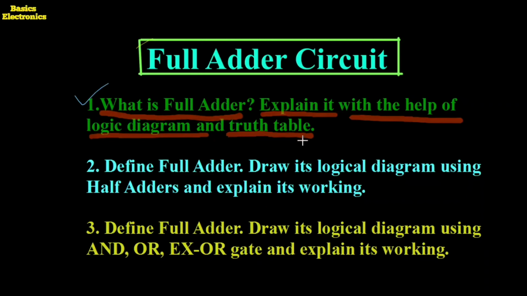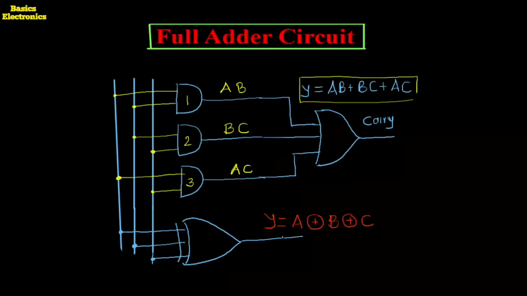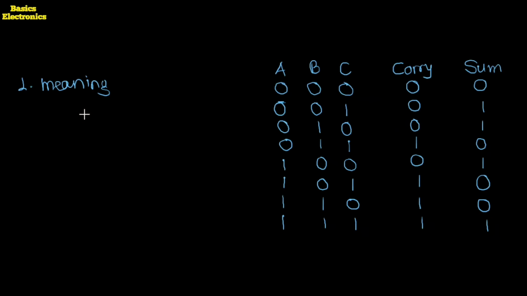Here you have to first write down the meaning of the full adder. Both the full adders, either type 1 or type 2, are the same. After the meaning of the full adder, you have to write down the construction. But the construction of the full adder depends on what type of logic circuit is asked in the question.